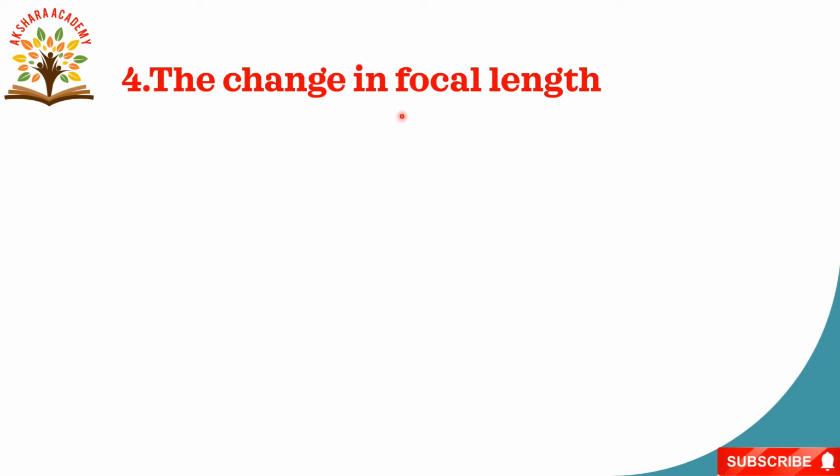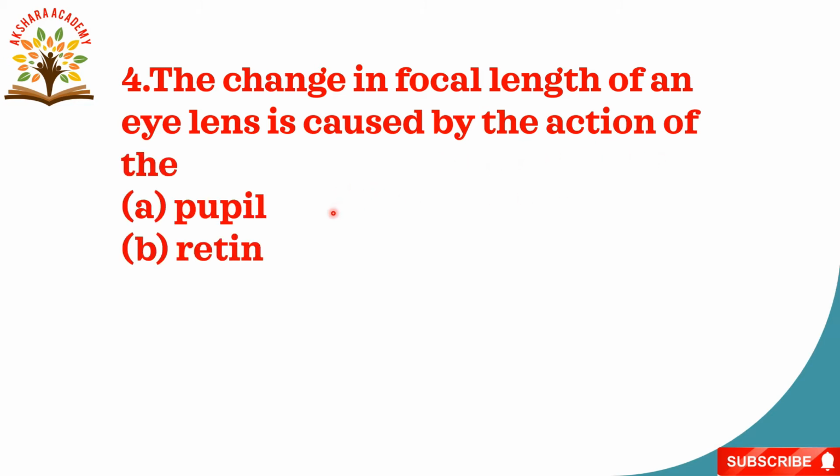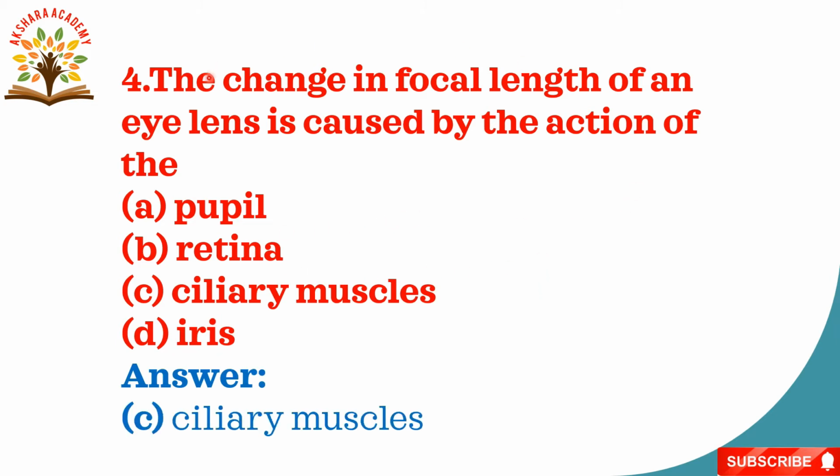The change in focal length of an eye lens is caused by the action of the: here we are changing the focal length of an eye lens by the action of the ciliary muscles. Ciliary muscles change the focal length of an eye lens. So the answer is ciliary muscles. Okay. Next.